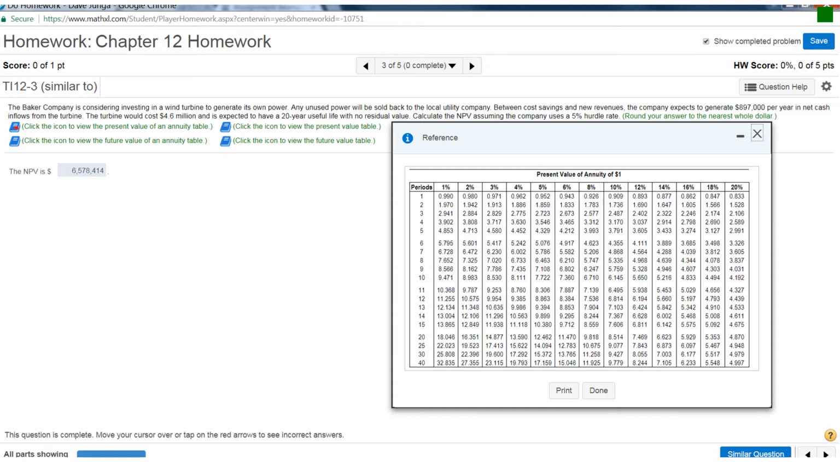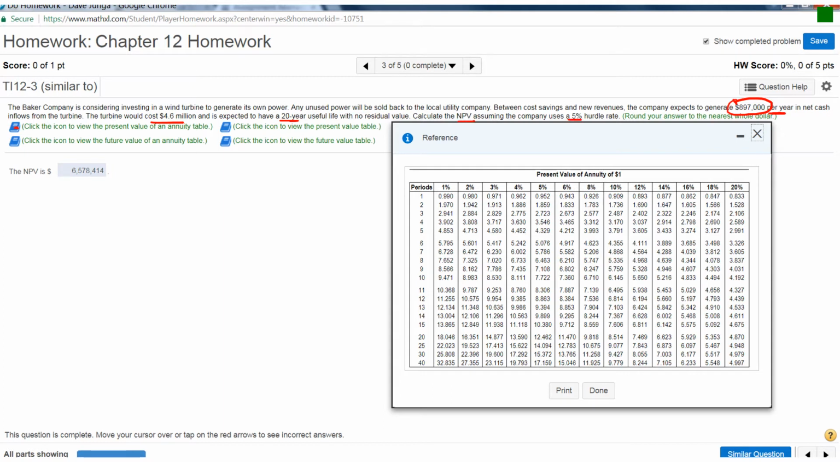We've got the Baker Company is considering investing in a wind turbine. It says any unused power will be sold back to the local utility company. So again, this is kind of like the same setup as the previous two problems, except they're just going to change the data a little bit. So it says between cost savings and new revenues, the company expects to generate $897,000 per year in net cash inflows. It says the turbine would cost $4.6 million and is expected to have a 20-year useful life. Calculate the net present value using a 5% hurdle rate.